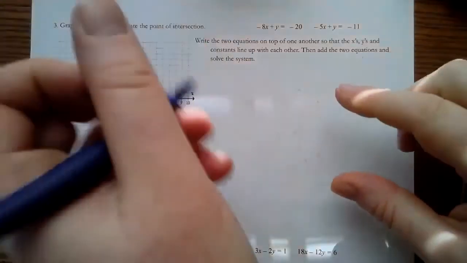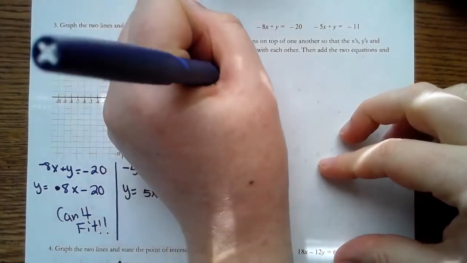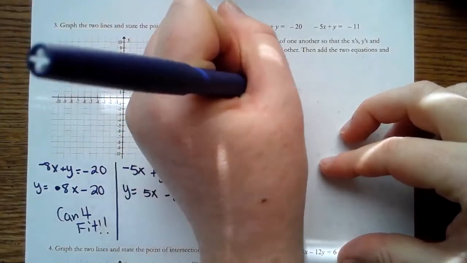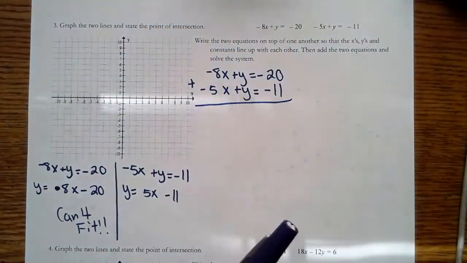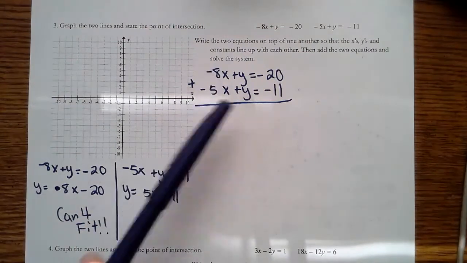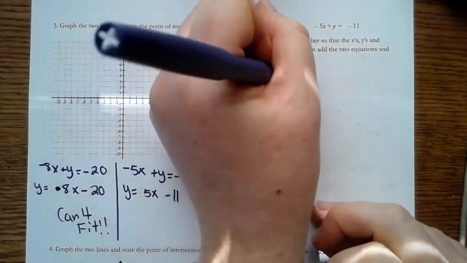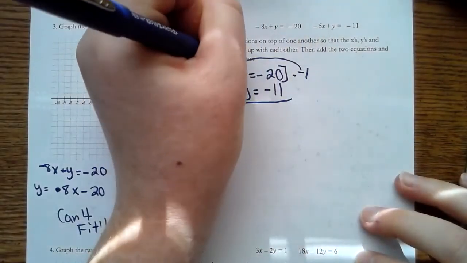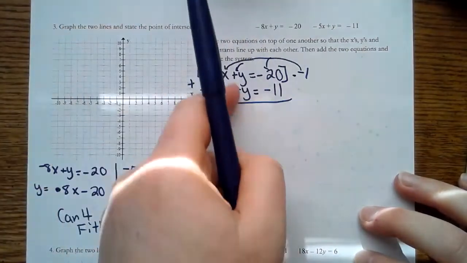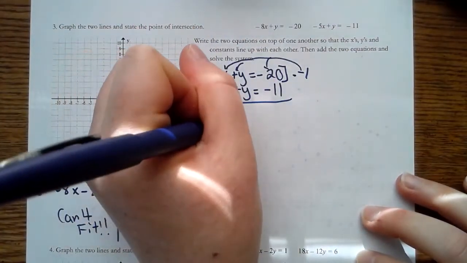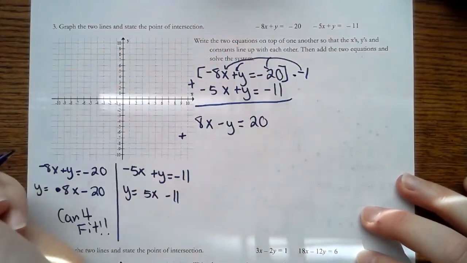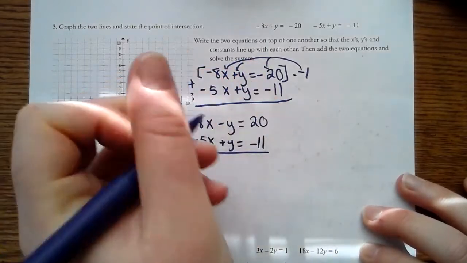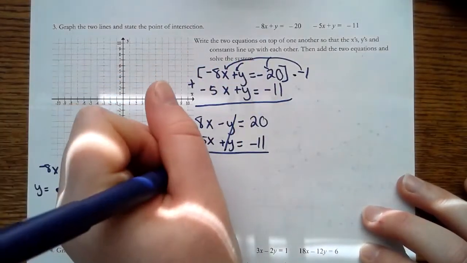So this is elimination. We are going to write the two equations on top of each other in standard form. It has to be in standard form to do elimination. Looking at these, nothing eliminates, right? So I'm actually going to modify this top equation by multiplying everything by -1. Then the y's will cancel. So that becomes 8x minus y equals positive 20, plus -5x plus y equals -11. So my y's eliminate, which is good.